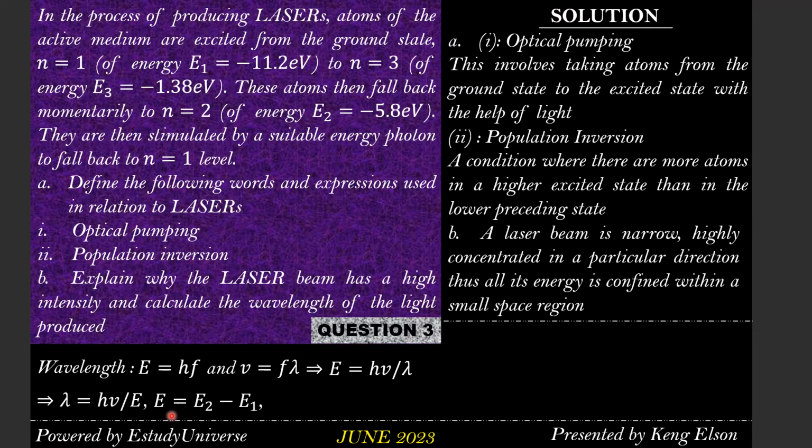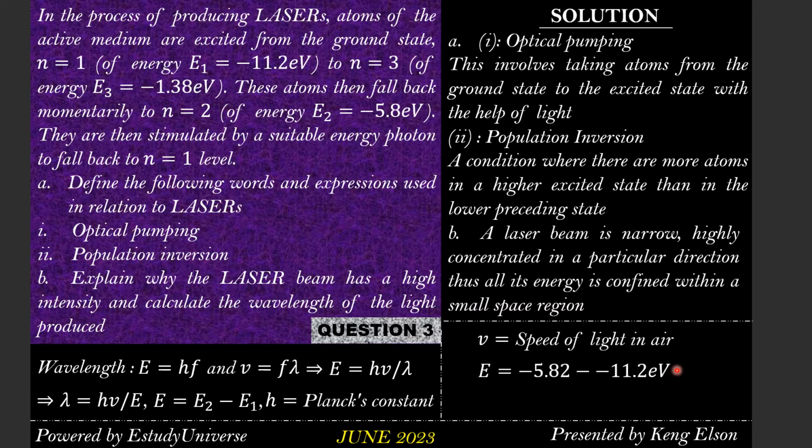All right, so the change in energy is E2 minus E1, because it was moving from n equal to 2 to n equal to 1. So n equal to 2 is a little bit higher than n equal to 1. So we have E equal to E2 minus E1. h is Planck's constant, like I said. v is the speed of light in air. We know the value is 3 times 10 raised to the power 8 meters per second.